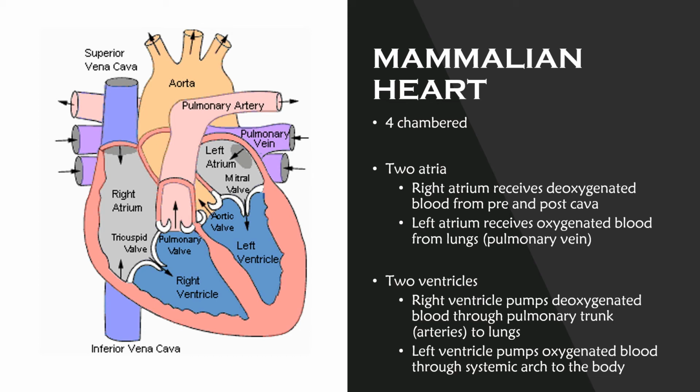The right ventricle is receiving the deoxygenated blood from the right atrium and pumping that blood through the pulmonary trunk to the lungs. So the right side of the heart is involved in pulmonary circulation. The left ventricle is receiving oxygenated blood from the left atrium and then pumping that oxygenated blood through the systemic arch into the rest of the body. So the left side of the mammalian heart is involved in systemic circulation.